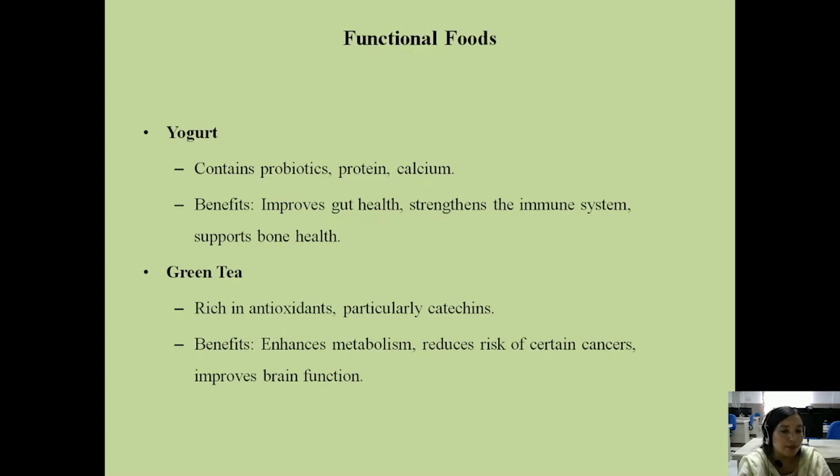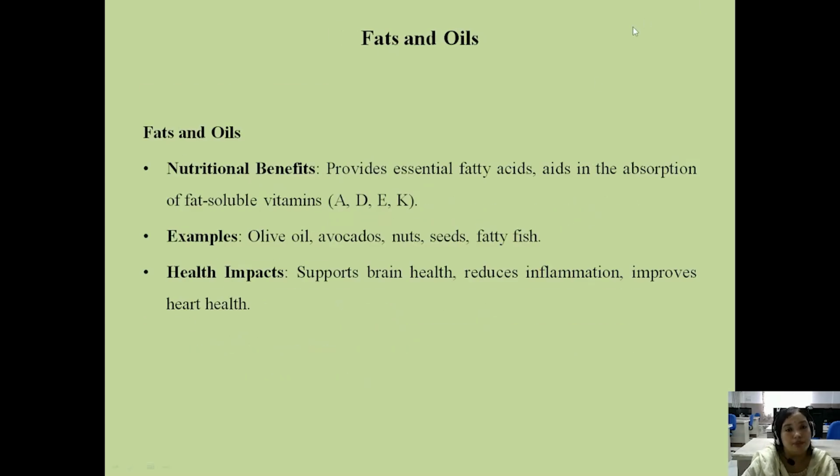Green tea is there, rich in antioxidants, particularly the catechins. Benefits are: enhances your metabolism, reduces risks of certain cancers, improves your brain function. So functional foods are yogurt and green tea. Rich in antioxidants, particularly catechins, and benefits are: enhances your metabolism, reduces risks of certain cancers, and improves your brain function.